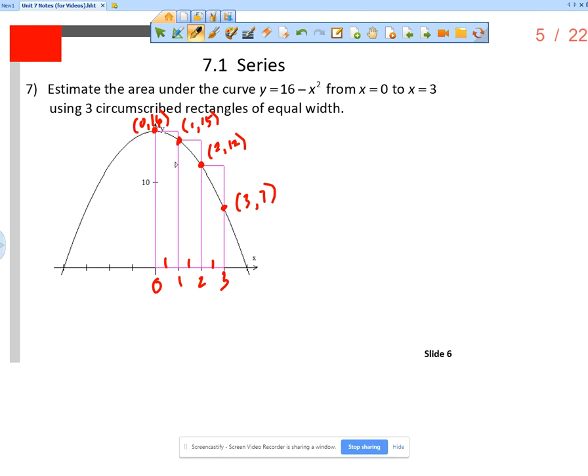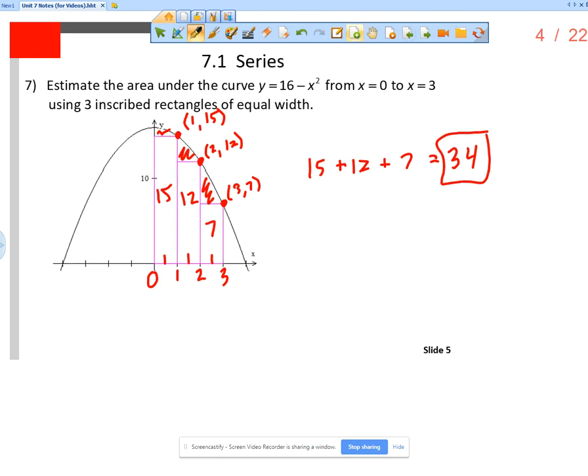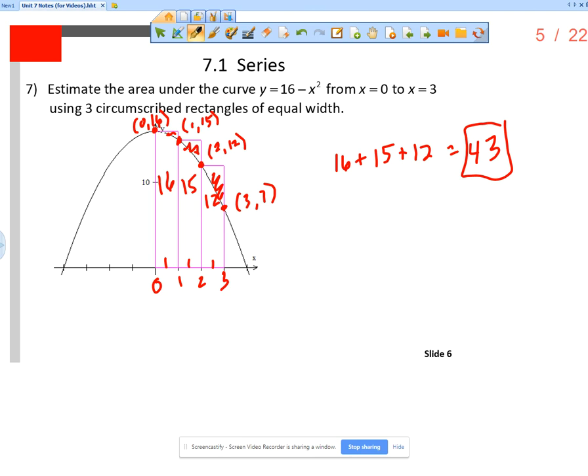All right, so now the first one is 16 tall, 1 wide, so it's an area of 16. The next one is 15 tall, 1 wide, so it's an area of 15. And then the last one, 12 tall, 1 wide, so area of 12. So 16 plus 15 plus 12, you get 43. So now, what do we know about 43? Well, we know 43 is an overestimate because we've added these values on. Now, what can you say? You can say that the true value is going to have to be between 43 and 34. You know 34 is an underestimate. But is it the average? The answer is no, it is most certainly not the average.